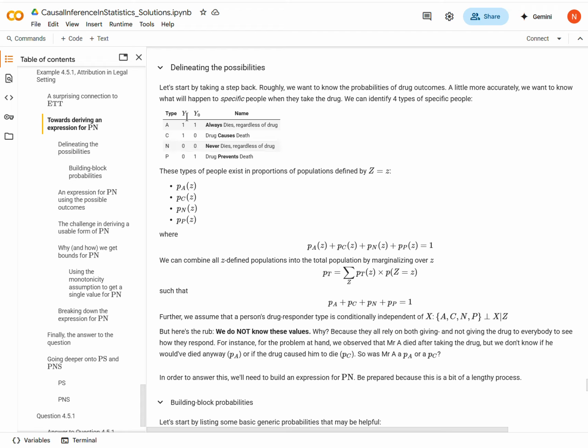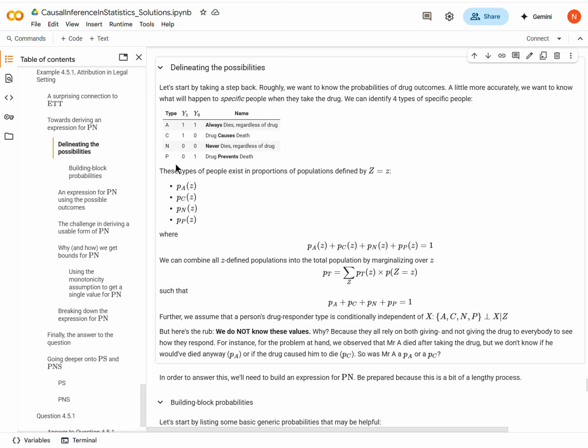Type A is where whether or not you take the drug, Y sub 1, or don't take the drug, Y sub 0, you die both times. Okay? So this person always dies regardless of the drug. Now, if the person would not have died if they did not take the drug, but they would have died if they did take the drug, then we say that the drug caused their death, and so we call that type C. Okay? Now you have people for whom, regardless of whether they take the drug or not, they do not die. These people are called class N or type N, and they never die, or I mean, they die eventually, but not in the confines of these observations.